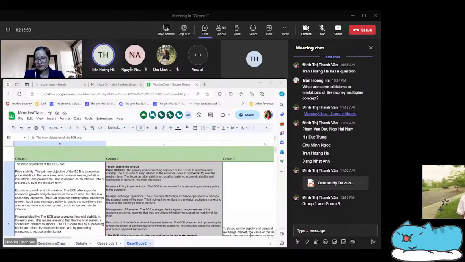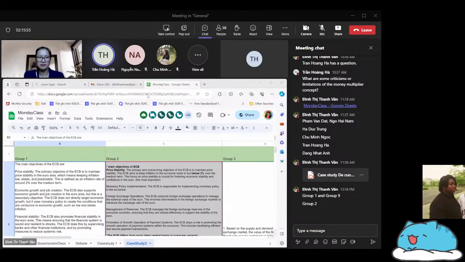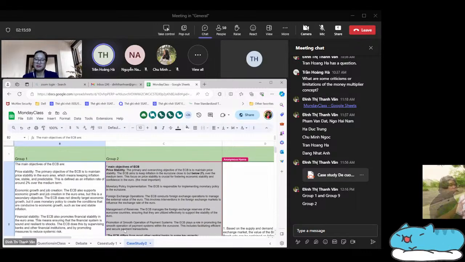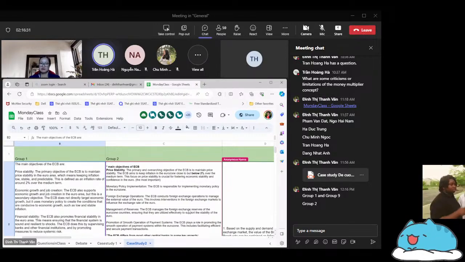Also, I just want to add some points on the main objectives of the ECB. To sum up, the primary and overarching objective of the ECB is to maintain price stability, and it aims to keep inflation in the Eurozone close to but below 2%. That's the most important, but it has some other objectives. The ECB is responsible for implementing monetary policy, and it conducts foreign exchange operations to manage the external value of the euro, and it also manages the foreign exchange reserves of Eurozone countries. And the last is that it plays a role in promoting the smooth operation of the payment system within the Eurozone, just the Eurozone.